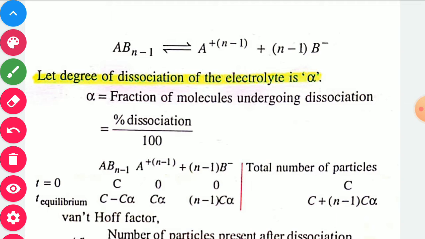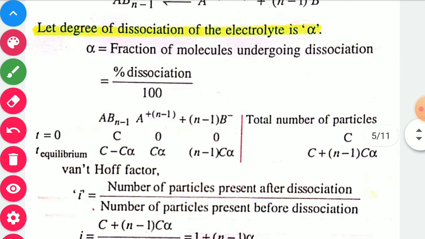So before equilibrium, that is when time t is equal to 0, at that time the concentration of AB(n-1) is C. Meanwhile, the cation and anion have their concentration 0 mole per liter. But at equilibrium, the cation becomes C alpha, the anion becomes (n-1) C alpha. So the reactant, that is AB(n-1), concentration becomes C minus C alpha. So the total number of particles are C plus (n-1) C alpha.